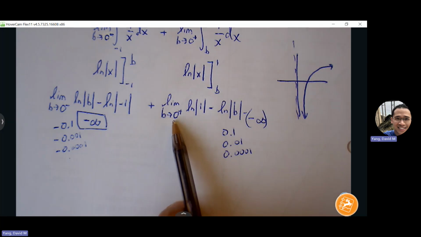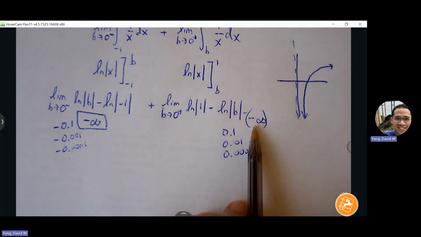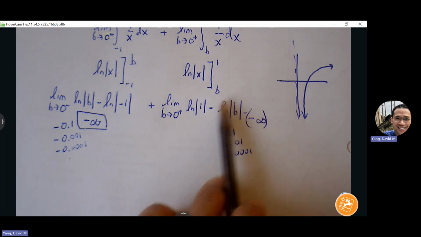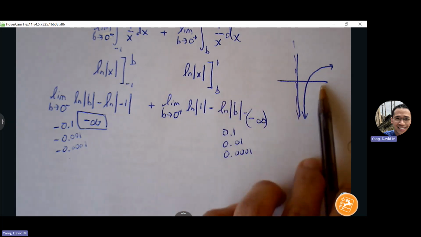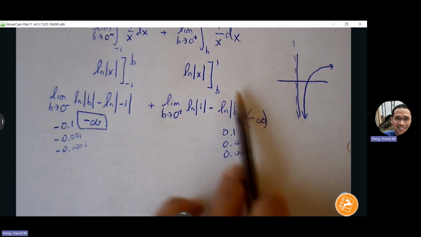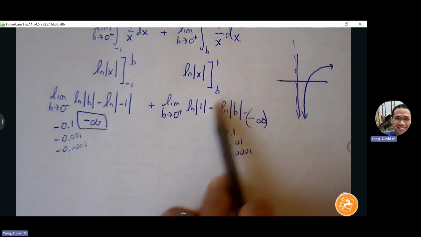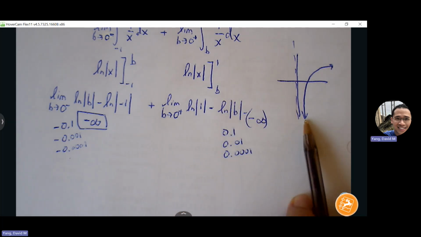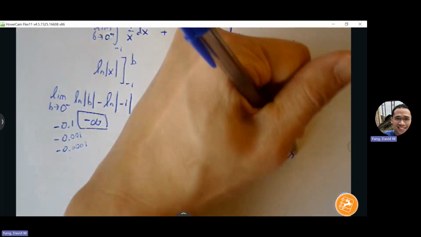Well, the limit is talking about the x value, but natural log of b is talking about the y value. As we get closer towards 0, what's happening to the y value or the expression? The expression is getting towards infinity. So this diverges.